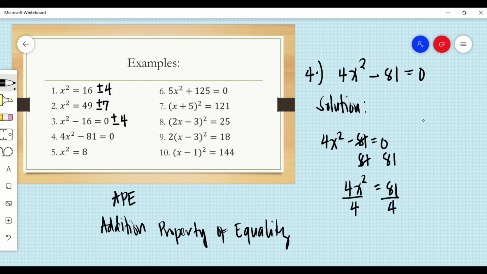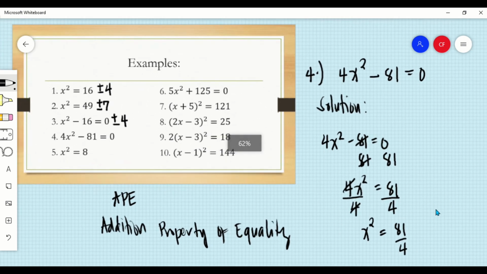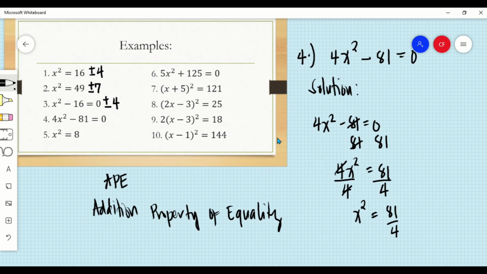Okay? So, 4 divided by 4, that is 1. So, matitira na lang dito is x squared equals 81 divided by 4. So, sulat na lang natin 81 over 4. Okay? So, para ma-solve yung equation na to, observe, nandito na po yung constant term sa right side. So, pwede na po tayong mag-extract. So, again, square root both side. So, x equals square root of 81 over 4, that is positive, negative 9 all over 2.